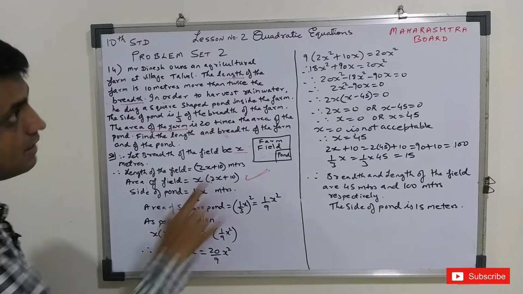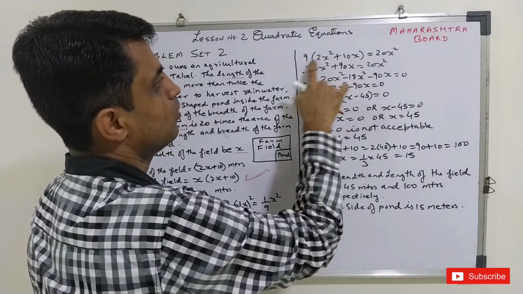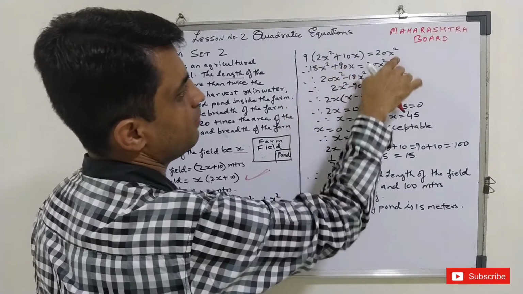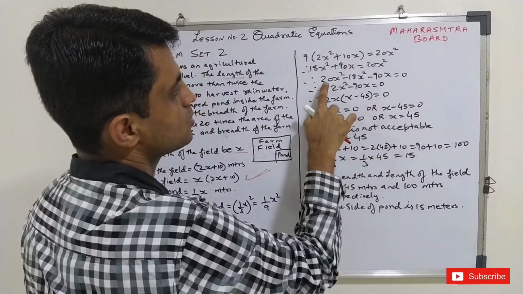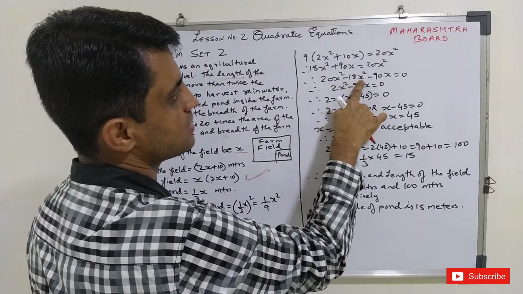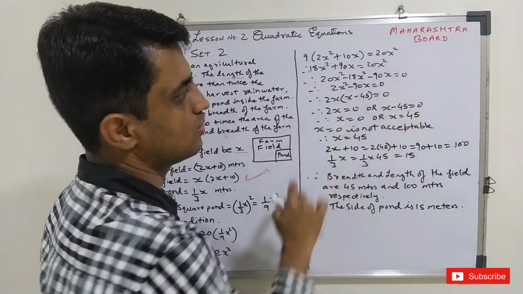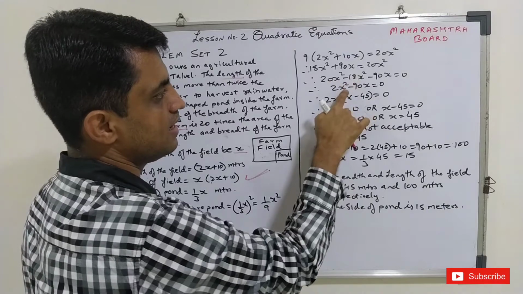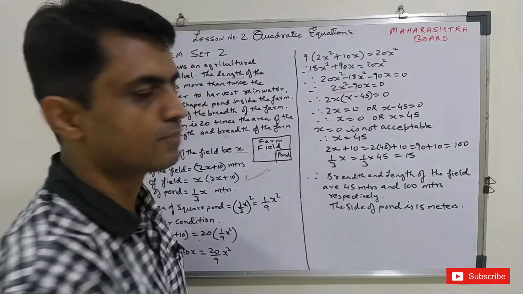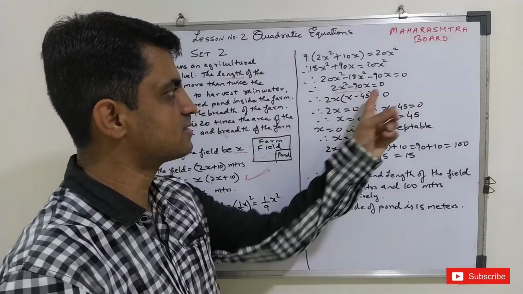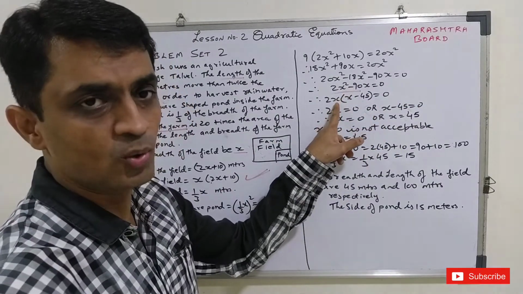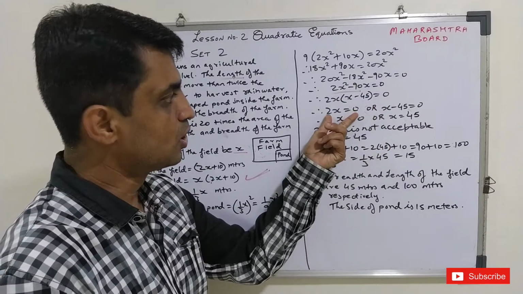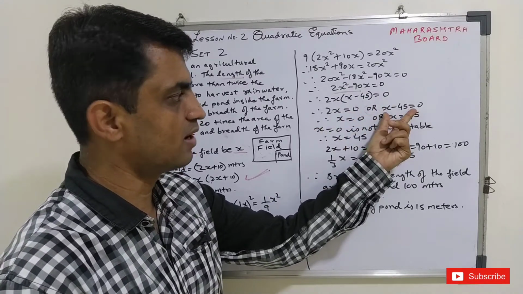Cross multiply, this 9 will come here. 2 9s are 18, 2 10s are 90, and this is 20x square. Take all terms to the right-hand side. You will get 20x square minus 18x square minus 90x is equal to 0. 20x square minus 18x square is 2x square. So 2x square minus 90x is equal to 0. Take out 2x common. You will get 2x into x minus 45 is equal to 0. Compare with 0: 2x is equal to 0 or x minus 45 is equal to 0.